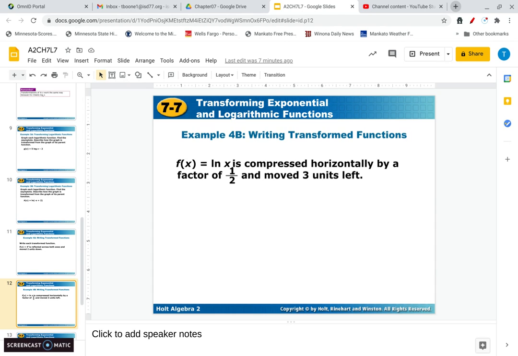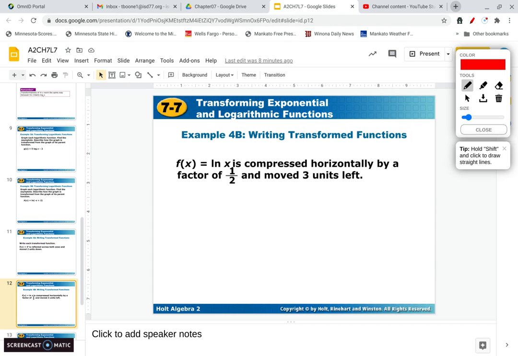Now we have the natural log of x. It's going to be compressed horizontally by a factor of 1/2. If we're going to compress it horizontally by a factor of 1/2, that means we're going to go 2x inside the parentheses. And then if we're going to move it 3 units to the left, we have to go plus 3. Wow. Those are some good ones there.